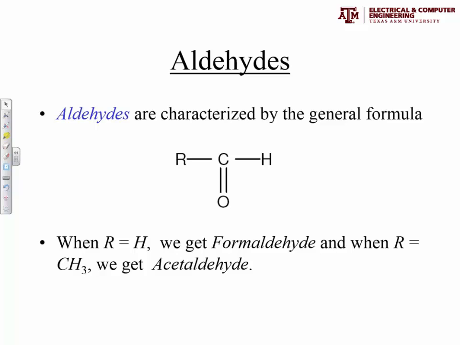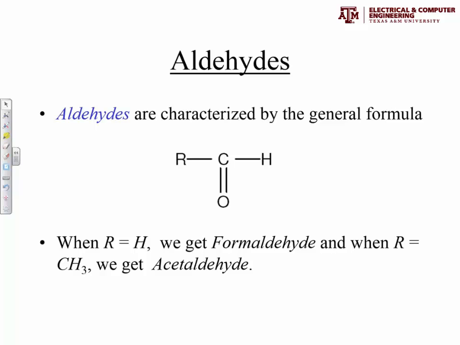Any questions so far? Now we move on to the next class of organic compounds that contain carbon and oxygen. These are called aldehydes, and they are characterized by the general formula R, C double bonded with O and H. This is the aldehyde group. R can be anything: CH3, C2H5, or even some bigger molecule. But whether it's an aldehyde or not is determined by the presence of this group, C double bonded with OH.